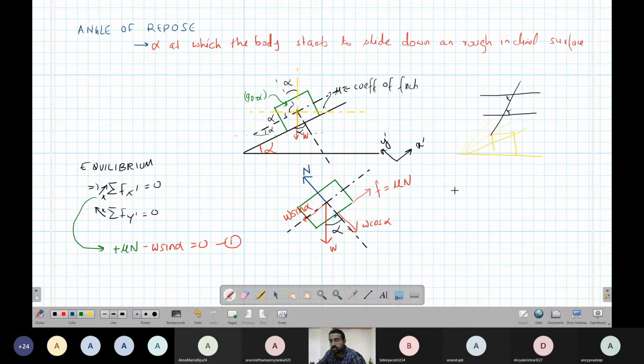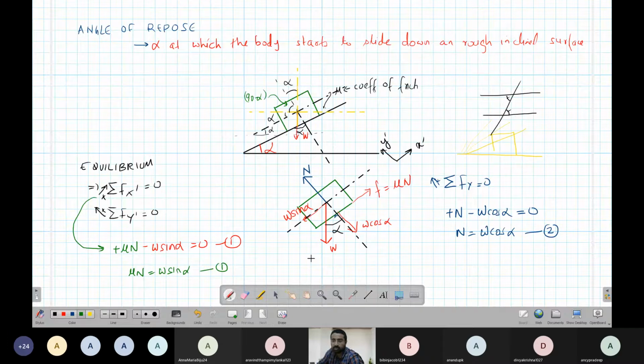The second equation is the summation of all the forces in the Y direction equal to 0, with up the inclined plane positive. We have a normal force here, which is positive, and W cos alpha, which is downwards, negative. So N equals W cos alpha. This is equation 2, and mu N equals W sine alpha is equation 1.